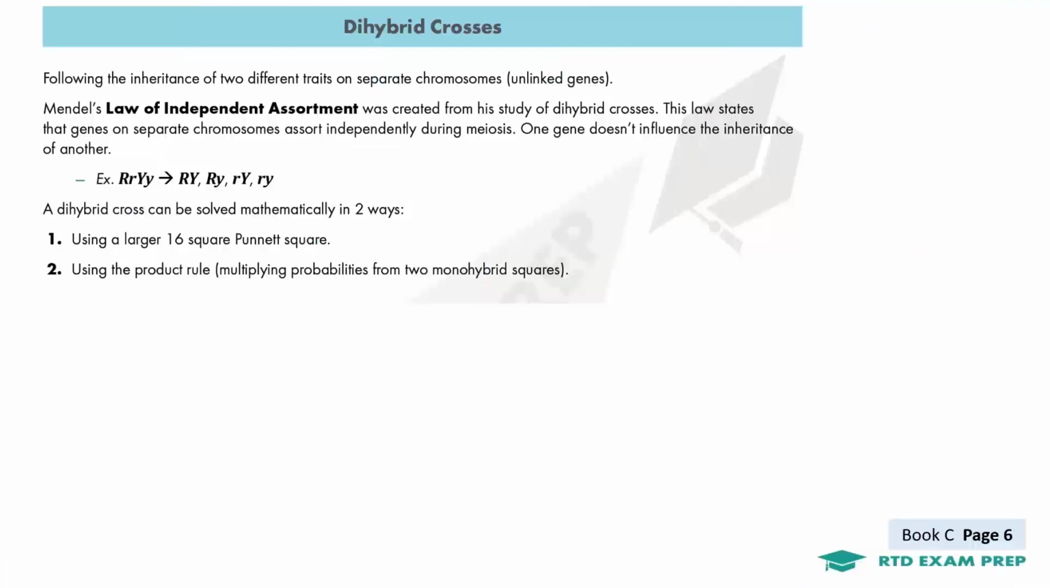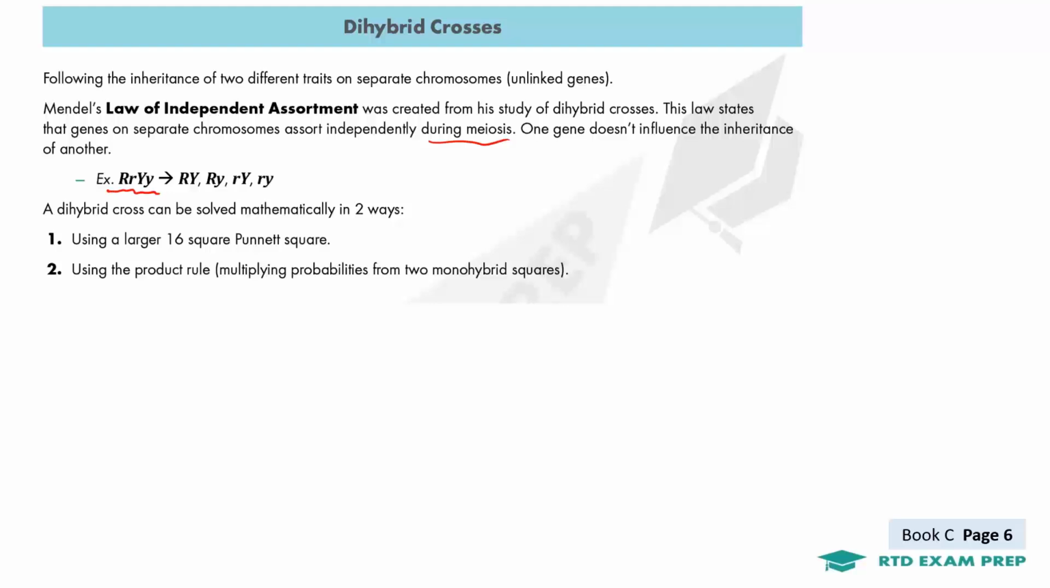Now we begin our dihybrid crosses, meaning we're going to have 2 genes. And this really exemplifies the law of independent assortment. And we remember this law stated that genes on separate chromosomes assort independently during meiosis. One gene doesn't influence the inheritance of the other. So here I see a true dihybrid. They are heterozygous at both traits.